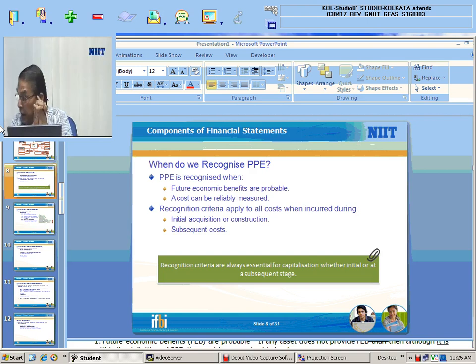So for recognition of any asset in the books, the most important thing is that the cost should be reliably measured. Only if this condition is met can it be recognized. The other condition is that it is probable that future economic benefits will be derived from the asset. So the recognition criteria are always essential for capitalization, whether initial or at a subsequent year. If both recognition criteria are not met, then you cannot capitalize the asset. Capitalize means basically recognize it as a capital asset in your books.